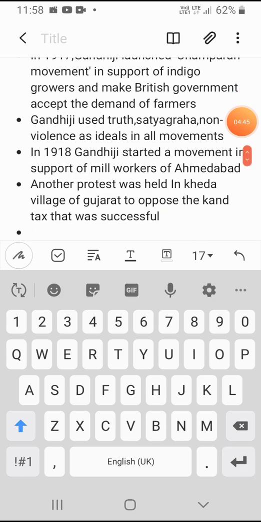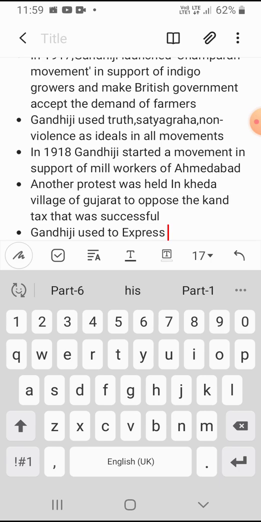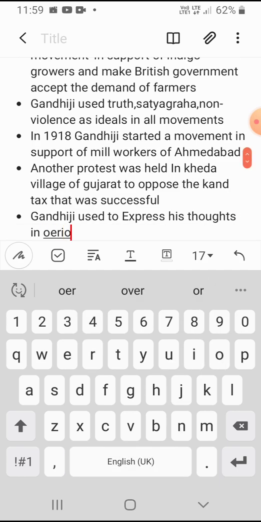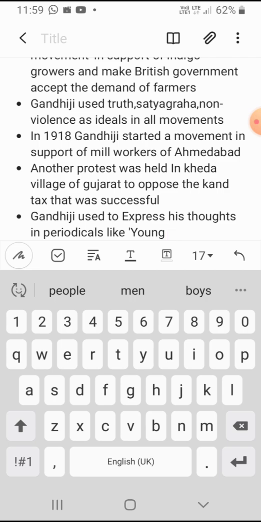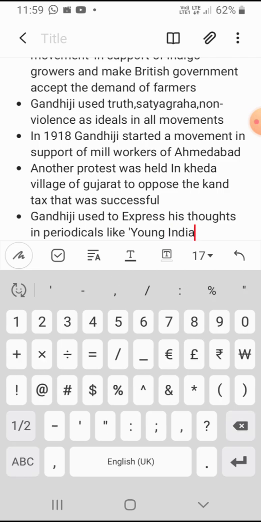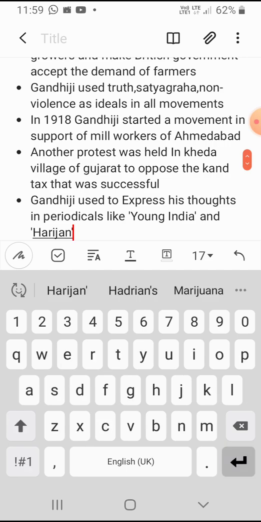Gandhiji used to express his thoughts in periodicals like Young India and Harijan.